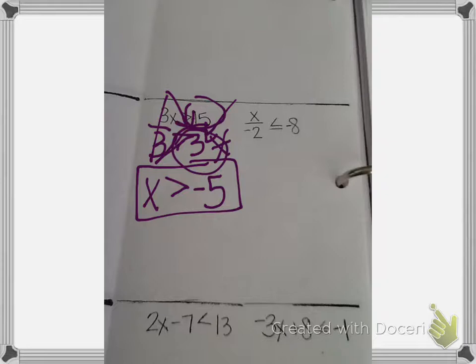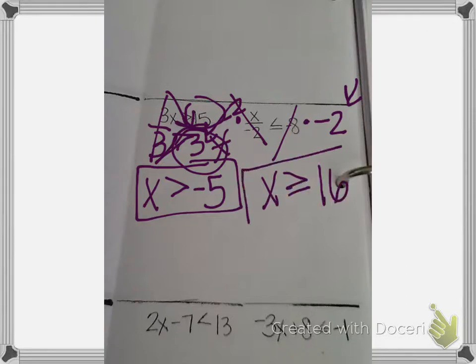On the second one, x divided by negative 2, we would multiply by negative 2. The negative 8 doesn't matter. We multiplied by a negative 2, so we do have to flip our sign, and we get positive 16 for our answer. X is greater than or equal to 16.